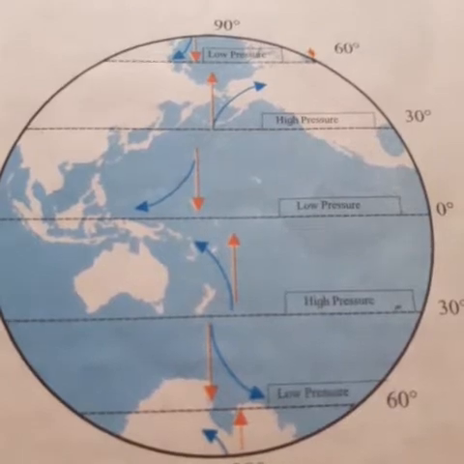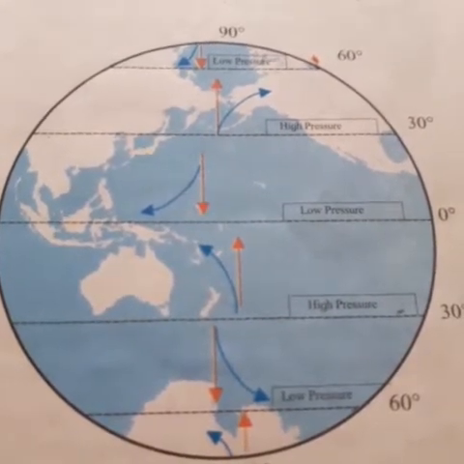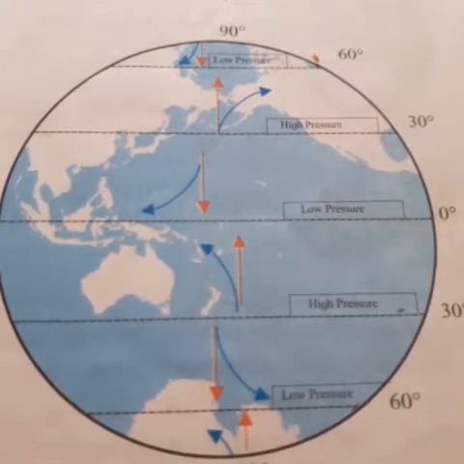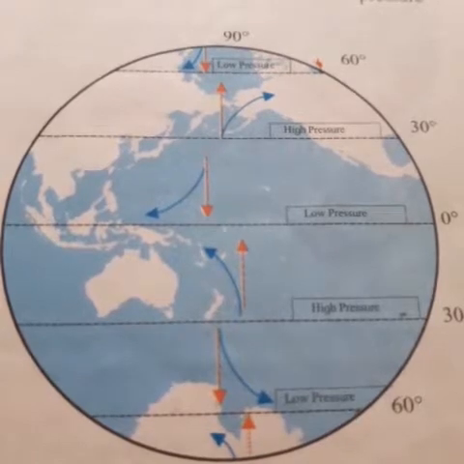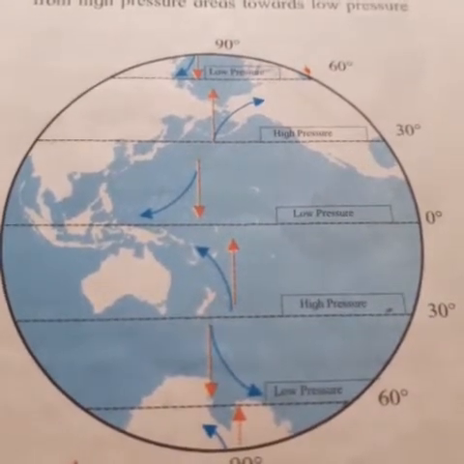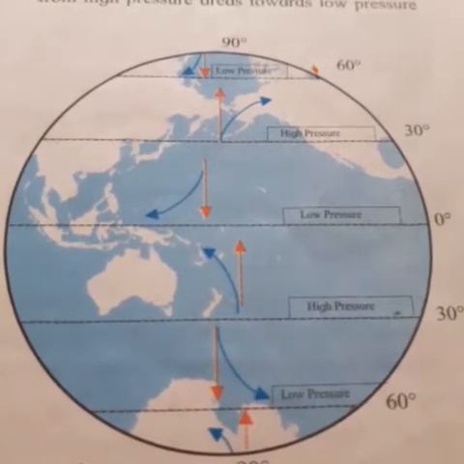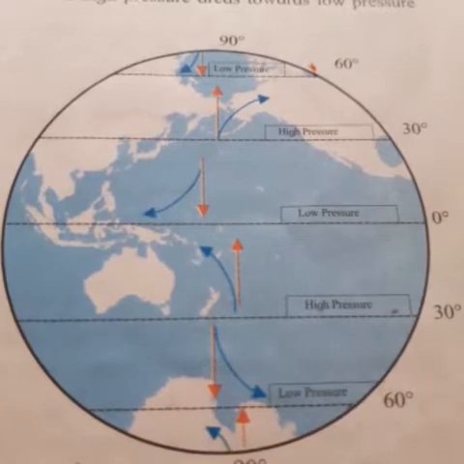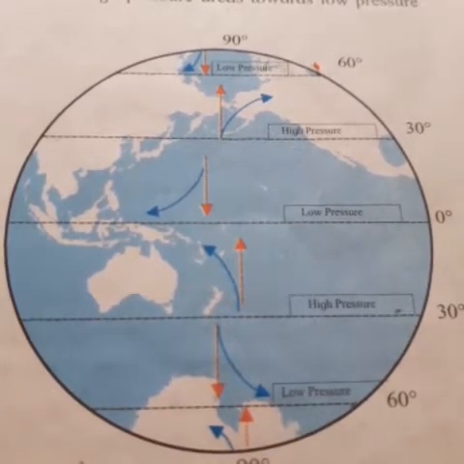Now in the red color you will see the direction of the wind marked on the planet Earth. So look at the arrows in the northern hemisphere, that is 30 to 60 degrees. It shows the original direction of the wind, but the blue arrow is showing the deflection to the right in the north. So this is because of the rotation of the earth.